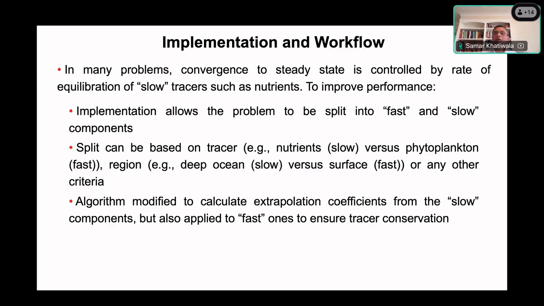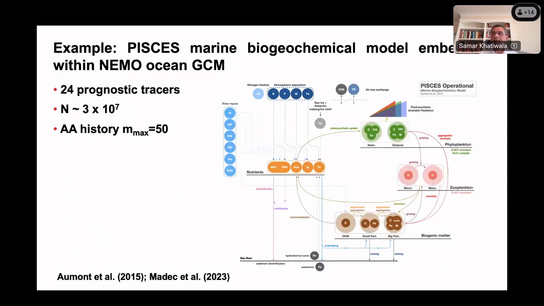But you also apply the same extrapolation coefficients to the entire model at the same time because you want to conserve tracer. If you don't do that, you potentially violate tracer conservation, which obviously is important in a lot of our problems. Okay, so I'll give some examples.